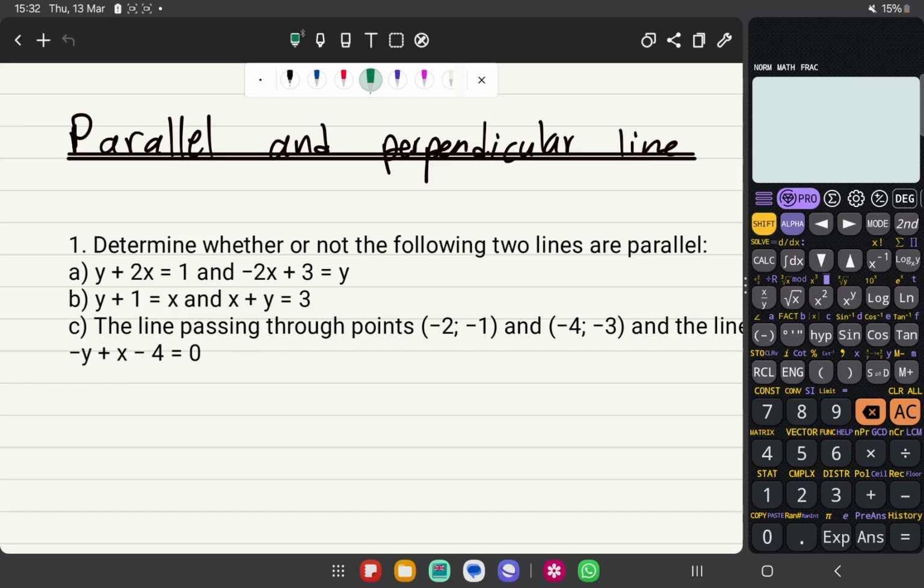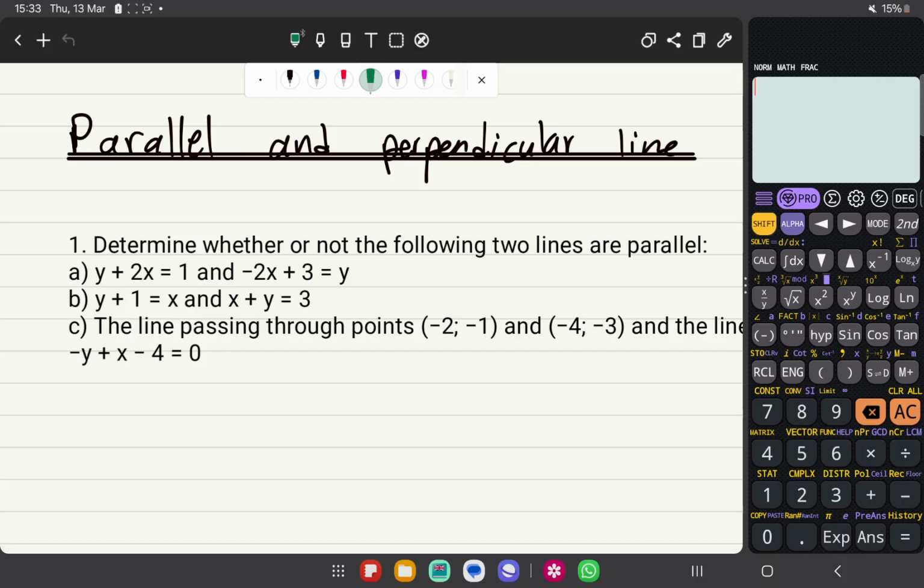This section we're talking about perpendicular lines and parallel lines. Remember, we stated that parallel gradients must be equal, and for perpendicular lines the product of the two gradients equals minus 1, right? So they say determine whether the following two lines are parallel.